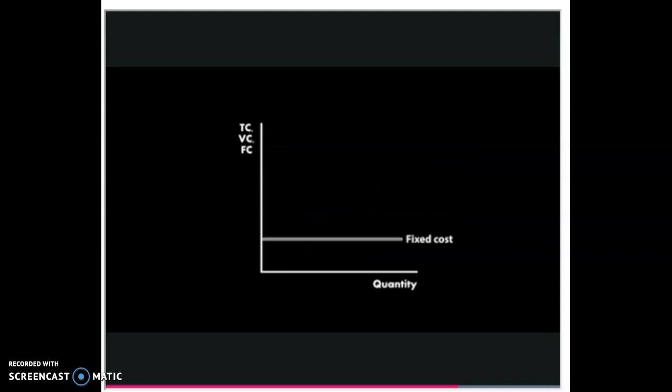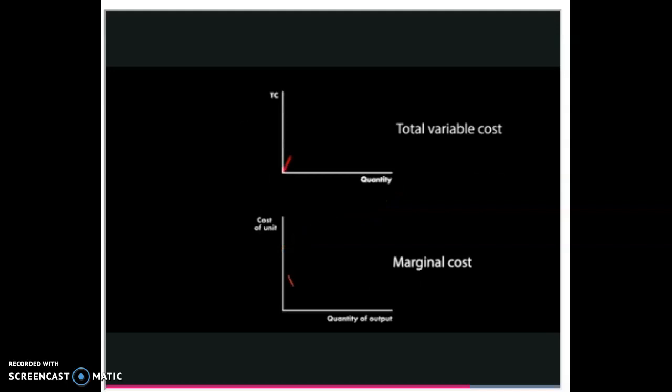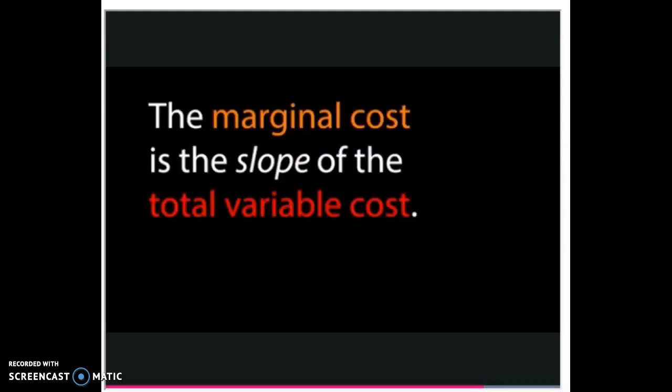The total fixed cost is represented by a horizontal line at the level of the fixed cost. The total variable cost rises by the amount of the marginal cost. So when the marginal cost is falling, the total variable cost rises by smaller and smaller amounts. And when the marginal cost is rising, the total variable cost rises by larger and larger amounts. In other words, the marginal cost is the slope of the total variable cost.